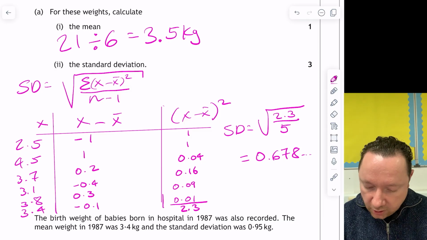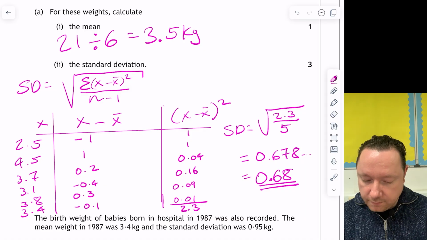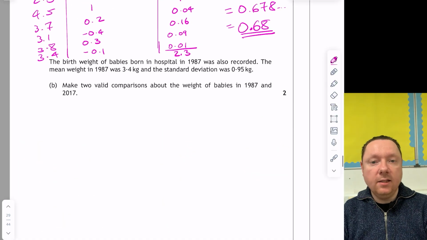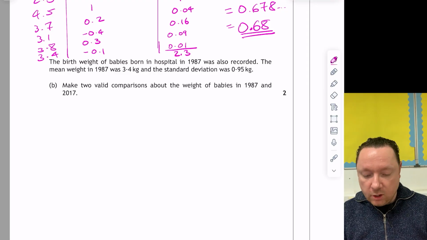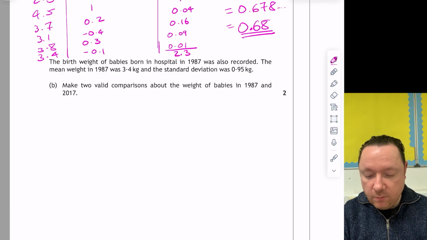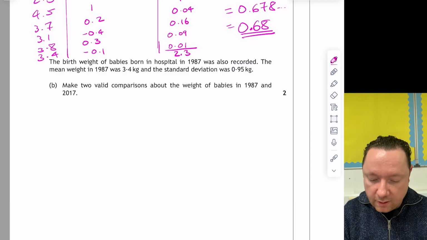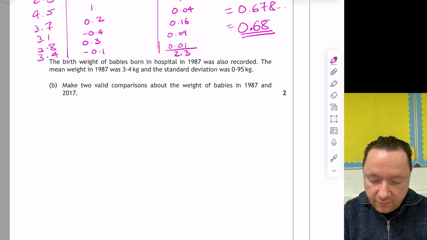A bunch of numbers. Now you can round or not round. I'm just going to round that to 0.68. And we're done there. So we now get to our standard statement questions. The birth weight in babies born in hospital in 1987 was also recorded, and the mean in 1987 was 3.4 kilograms, and the standard deviation was 0.95 kilograms. Make two valid comparisons about the weight of babies in 2017 and 1987.